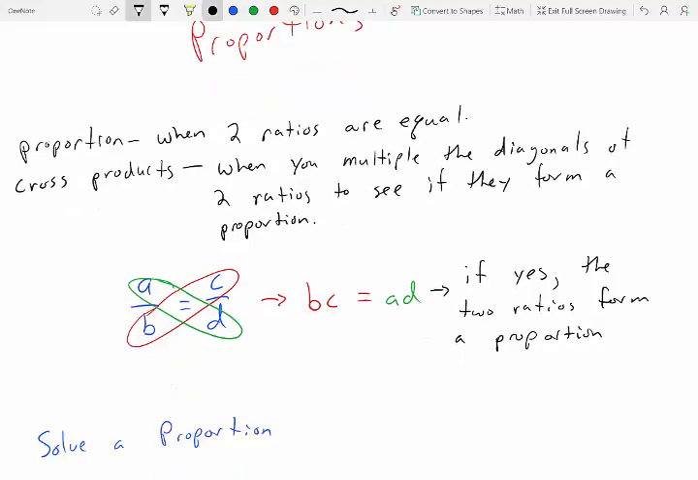Down here we have A over B equals C over D. To do cross products, we take B times C and set it equal to A times D. If this is true, the two ratios form a proportion.